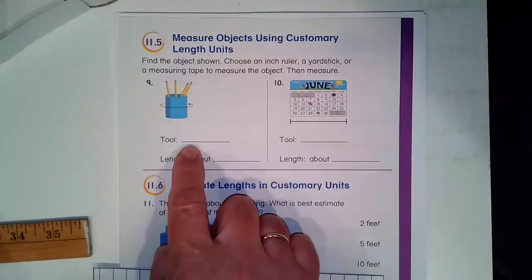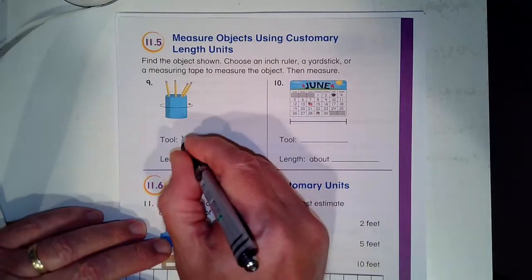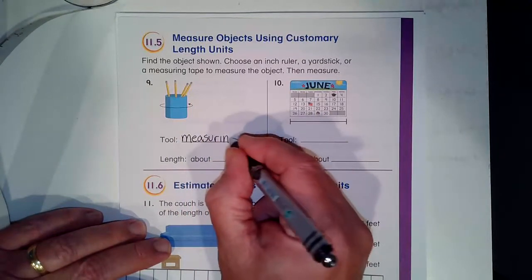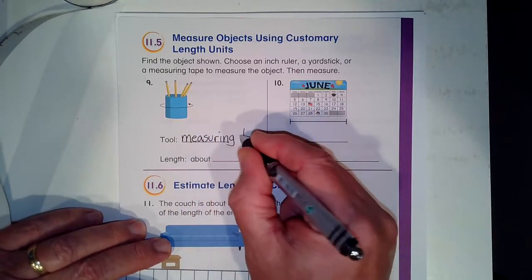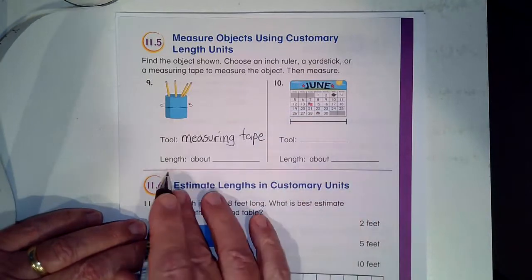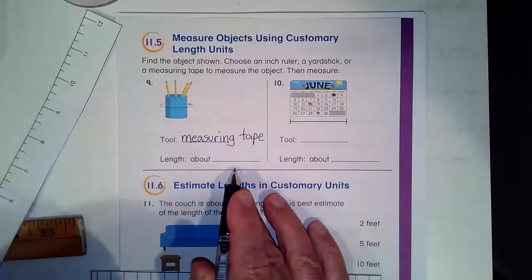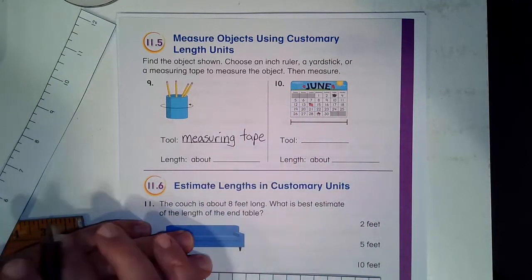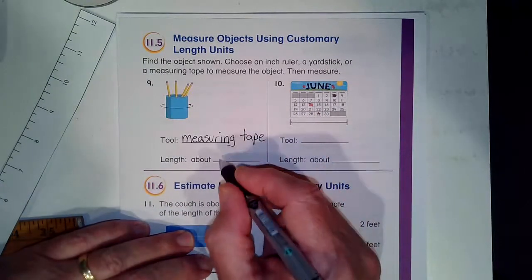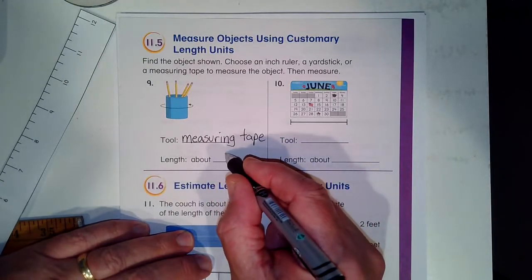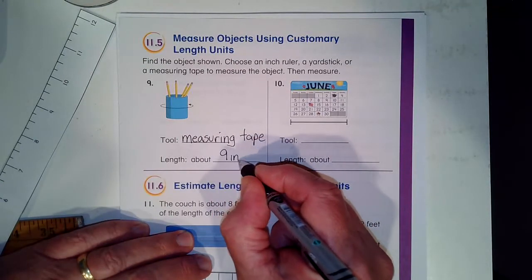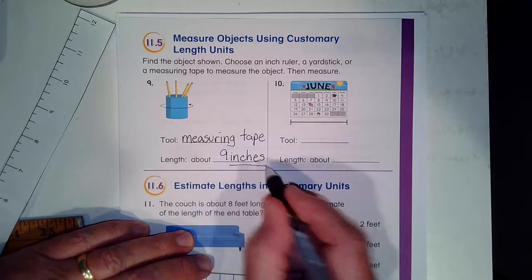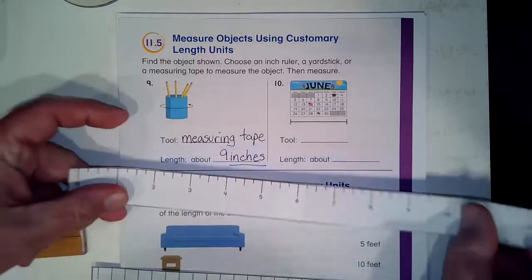So the tool I used would be a measuring tape. And the length on mine is about 9 inches. On yours, something that you find at your house, you could measure a different distance. So if I'm going to measure this, I would say about 9, and then I have to be sure I write in inches when I measured with this.